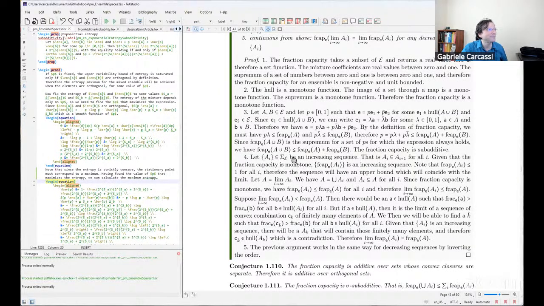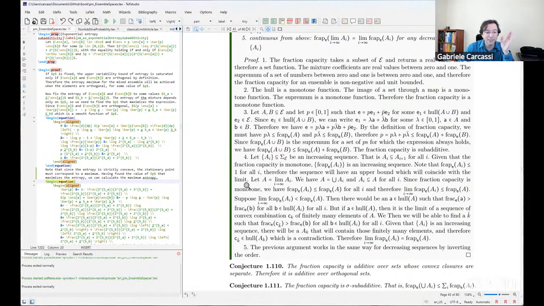Let A_i be an increasing sequence. Again, we are taking a sequence of Borel sets because probably those are the only ones we're interested in anyway, but it could even be subsets of the whole space. It doesn't really matter. It's an increasing sequence because every next set is a superset of the previous one for all i. Given that the fraction capacity is monotone, the fraction capacity of the A_i is an increasing sequence. And note that the fraction capacity of A_i is less or equal to 1 for all i, because we have an upper bound. Therefore, the sequence will have an upper bound, which will coincide with the limit.